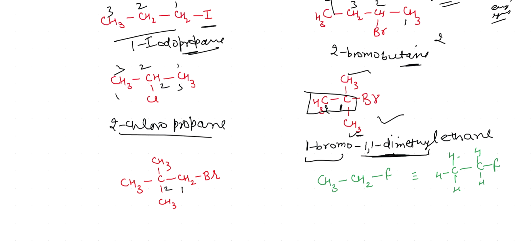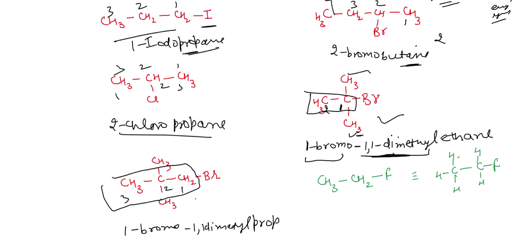Another example is 1, 2, 3. The longest chain is of 3 carbons. I have started the numbering from the right hand side because here the bromine gets the locant position 1. So its name is 1-bromo-1,1-dimethyl, 3 carbon prop, and there is a single bond, ane. So these are the rules. For this, fluoro is also a halogen. 1-fluoro, eth for 2 carbons, ane is your suffix.